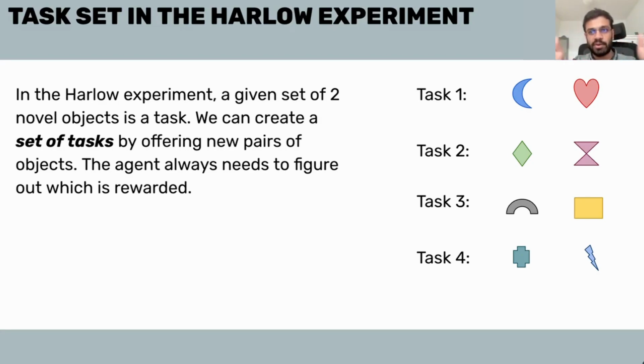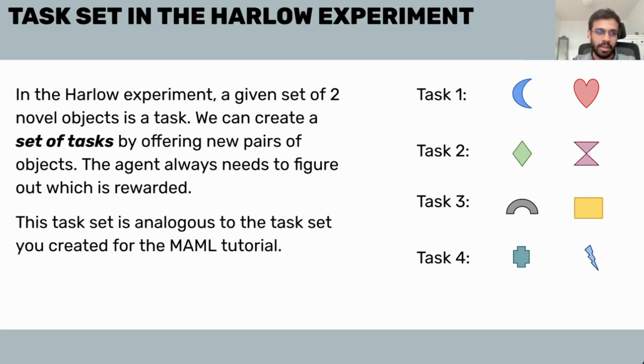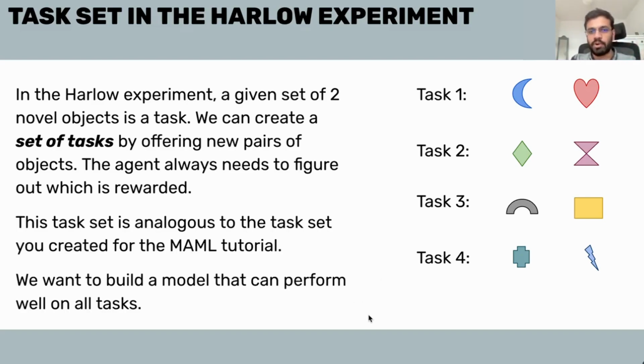And so you have to figure out across all these tasks which objects are rewarded and which are not, but you don't see all the objects at the same time. That's critical. Otherwise, it's not continual learning. This task set is analogous to the MAML tutorial. And so we want one model that can perform well on all tasks.